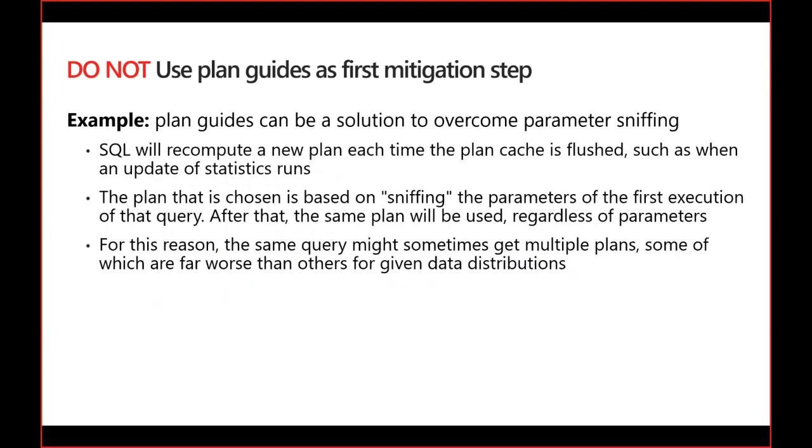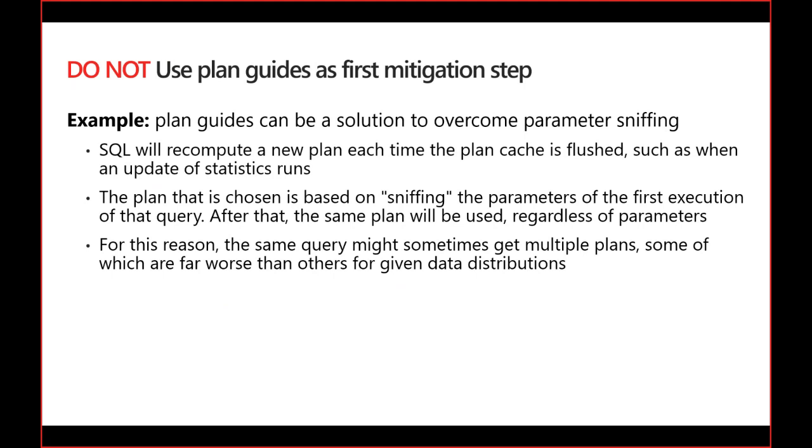So let's go back to the plan guide. Here I highlight one example, which is also an example you should all be aware of. It could be, for example, the fact that we use parameterized queries, and it could be a solution to use a plan guide to overcome parameter sniffing. SQL will recompute a new plan each time the plan cache is flushed, for example when an update of statistics run is done.